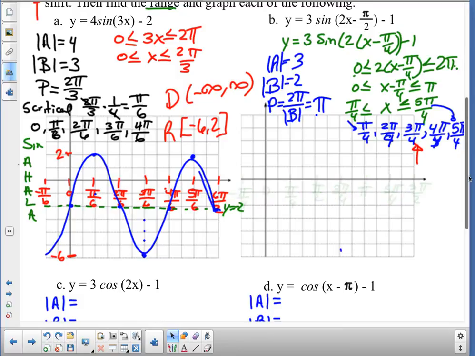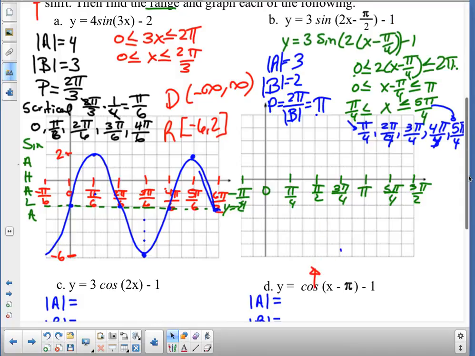I got 0, pi over 4, 2 pi over 4, 3 pi over 4, 4 pi over 4, and 5 pi over 4. And I got some spill out just to make sure I got my graph taken care of. Now, I'm going to go up and check my k. I got k is a minus 1.